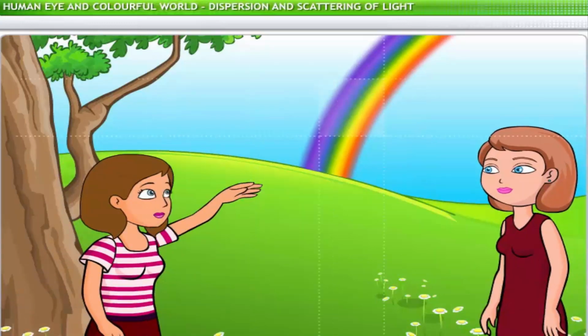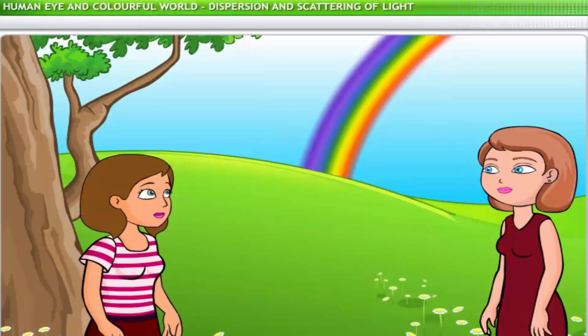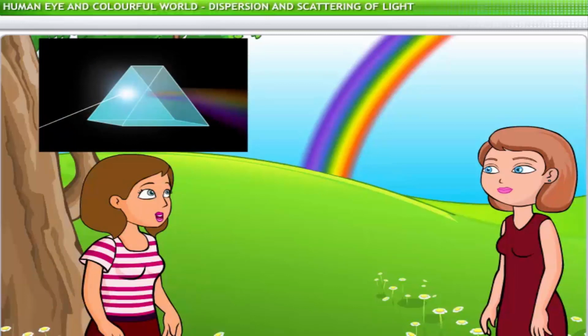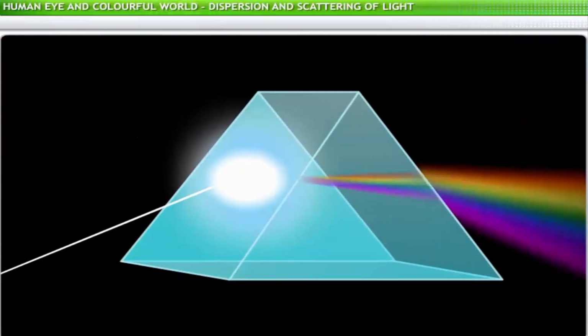Hey, look, a rainbow! Yes, it's very beautiful. In fact, the legends of many cultures see the rainbow as a kind of bridge between heaven and earth. Really? Well, that's an interesting idea. But science has figured out the secret of rainbows. I can reproduce a rainbow for you using a triangular prism. Oh, how does that happen? Well, the same phenomenon takes place in both cases. Refraction of light.